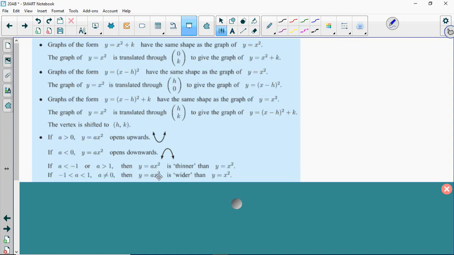So I don't like the vocabulary that the book is using here. I don't think they should be saying thinner and wider, because a times x squared, as we see here, is really a vertical stretch or a vertical compression. When we stretch it to make it taller, the graph is also going to appear thinner. So that's why they said the word thinner, but I would rather us think of it as being taller. They said wider here, but I would rather us think of it as being shorter.